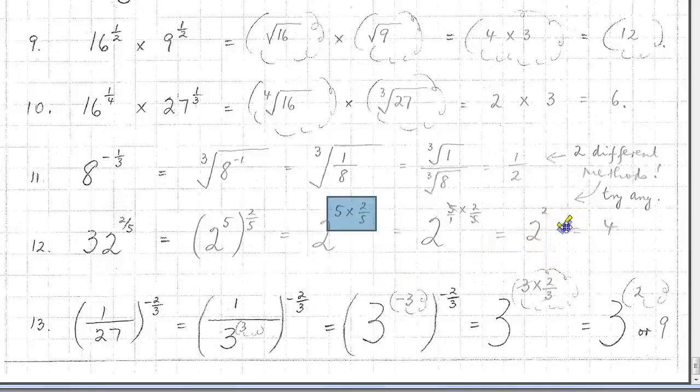Right, the last one we'll do like that. 1 over 27 to the power minus 2/3. That really looks like a difficult example. Let's break it down. Inside the bracket, 1 over 3 cubed. Let's take that 3 cubed to the top. It would change sign in the power. It becomes 3 to the minus 3. If I decide to flip it over, the power changes sign. Now multiply the powers. Minus times a minus is a plus. And 3 times 2/3 is simply 2. So you get 3 squared, which is 9.